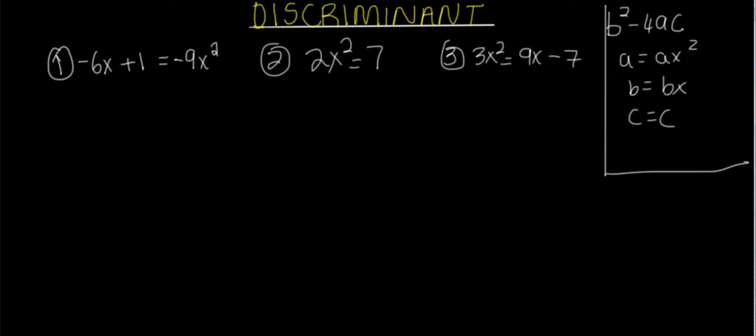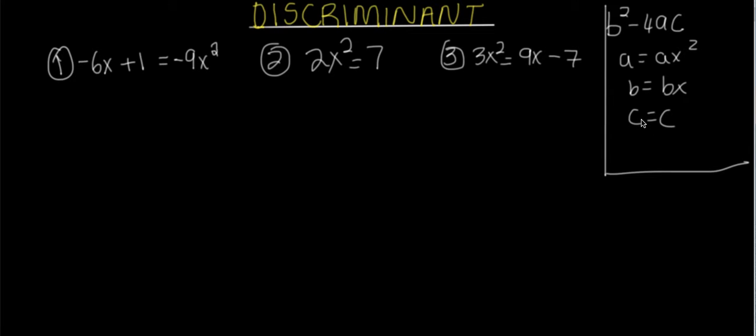The discriminant formula is actually found in the quadratic formula. It's under that square root part. It is b squared minus 4ac, where a is the number in front of the x squared, b is the number in front of the x, and c is the constant. It does not have a variable next to it.